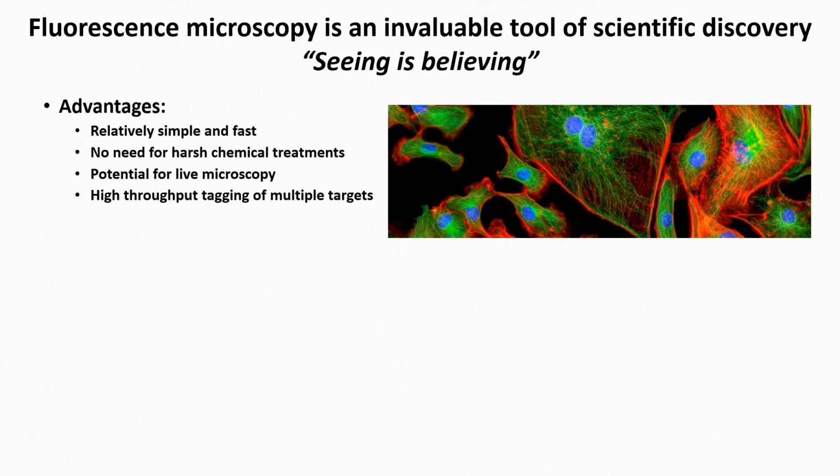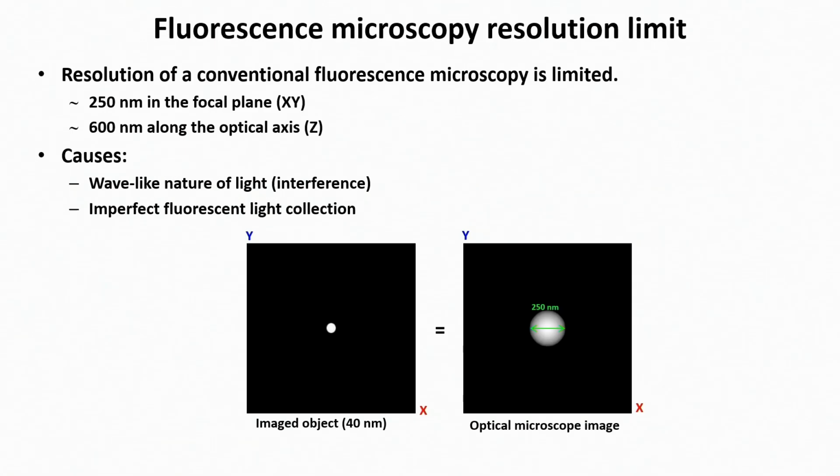So there are a lot of advantages to using fluorescence microscopy, but classically, at least, one of the main disadvantages, at least when concerned with the virology field, was its resolution. Normally, the resolution limit for a conventional fluorescence microscope like confocal or even a wide field microscope is about 250 nanometers across in XY, the focal plane, or 600 nanometers along the optical axis. The causes for this are basically the wavelength, the nature of the light and the interference that it produces, and also imperfect fluorescence light collection.